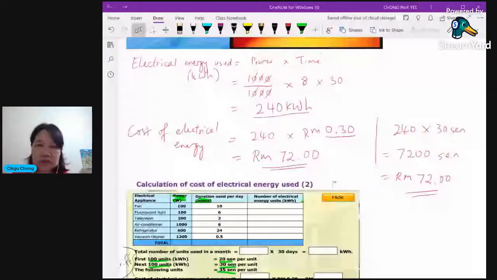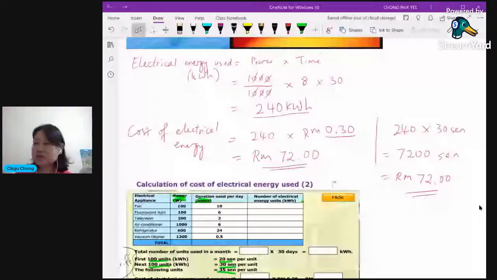240? No, per day. Not 240, 240 is for the whole month. 8 kilowatt hour is per day. So if you want to count per day, per day you spend 2 ringgit 40 cents on it, correct? Yeah, per day is 2 ringgit and 40 cents. So your 2 ringgit 40 cents, you also can times 30 days, you get 72 ringgit. Okay, so it's very simple.